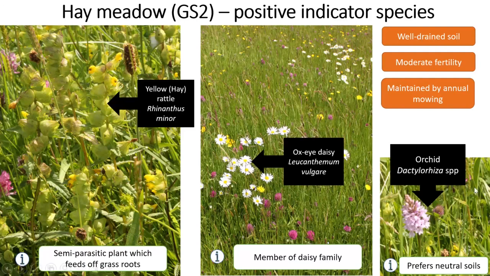You can see the hay rattle in the background. So if I was to describe hay meadows: well drained, moderate fertility, maintained by annual mowing, and those together keep these species assemblages in place.